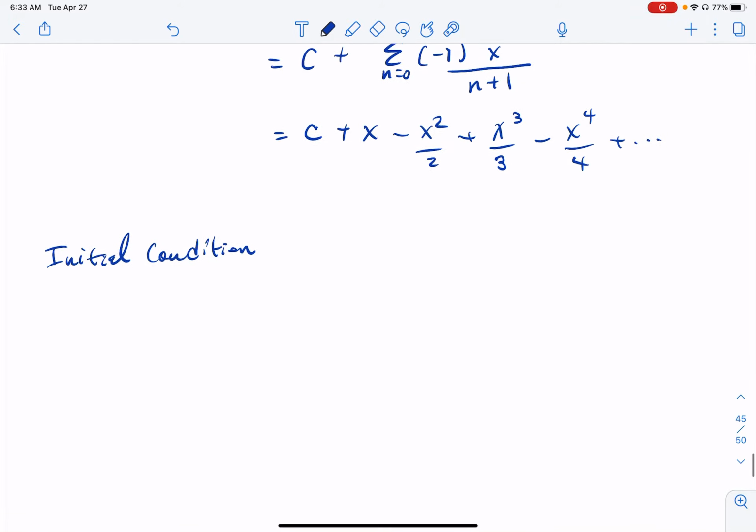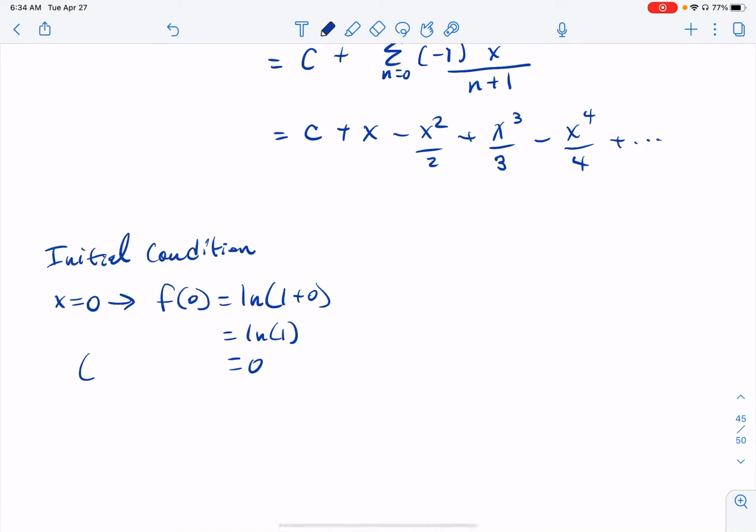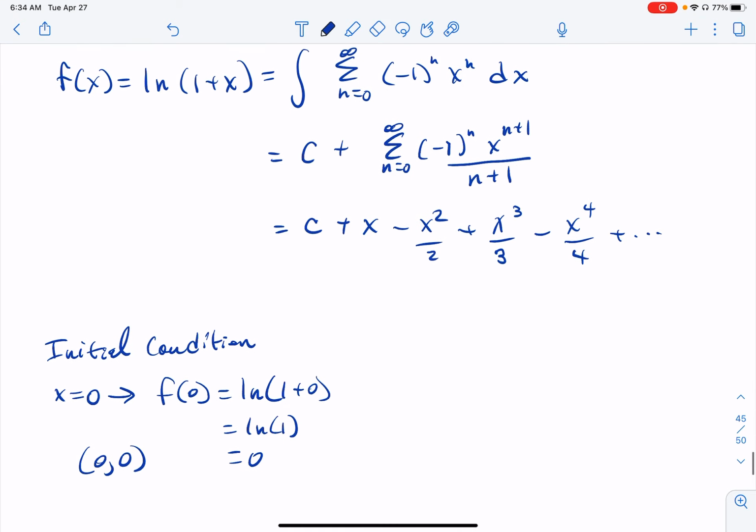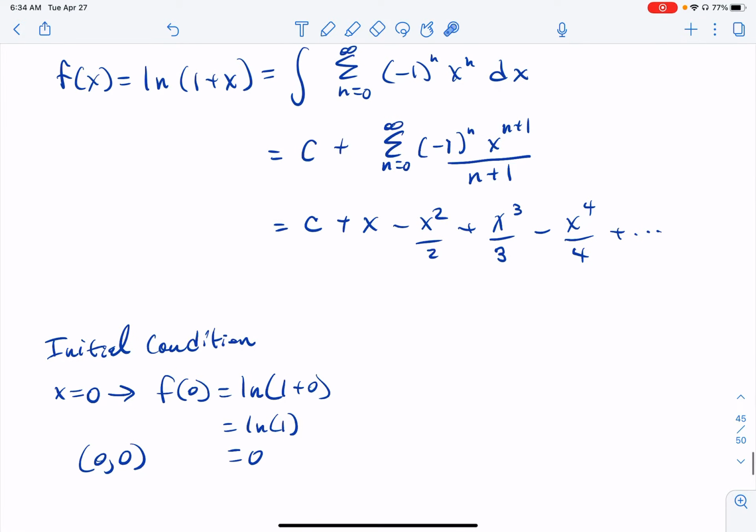We have x is equal to 0. So f of 0 is equal to the natural log of 1 plus 0, which is the natural log of 1, which is 0. So in other words, you have the point (0, 0) on your function. I'm going to plug 0 in here for all the x's. All of these x's are going to disappear because I put zeros in for them. I'm left with c on this side is going to be equal to 0.